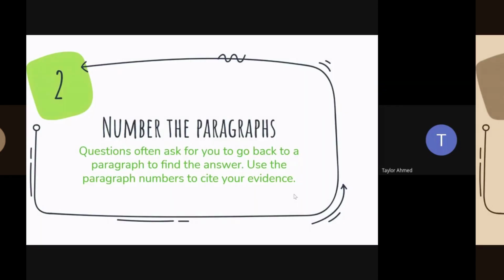The second thing you're going to do is you're going to number the paragraphs. Now, sometimes paragraphs are already numbered, but by doing this, it gives you an idea of where things are in the story. For example, in questions, if it says a quote that is from paragraph 2, you'll know exactly where to go back in your story to look. Usually that will help you find the answers and give you an opportunity to cite your evidence from that specific paragraph.